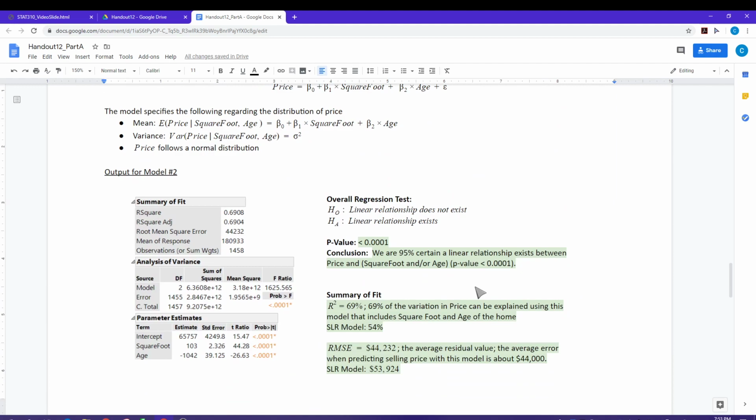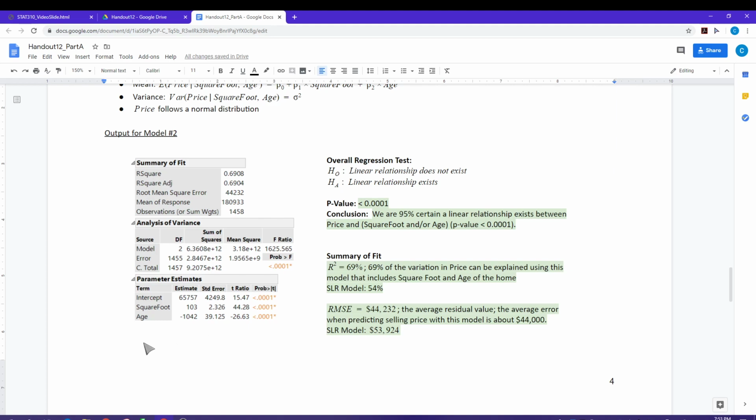We fit this model in JMP much the same way that we did a simple linear regression model. We just put square foot and age in the Construct Model Effects box. So let me go over to JMP and just do that for you.